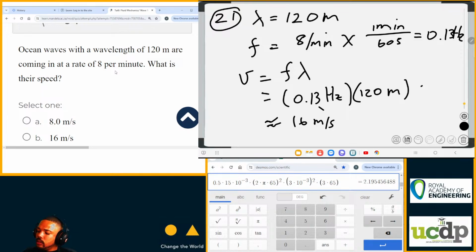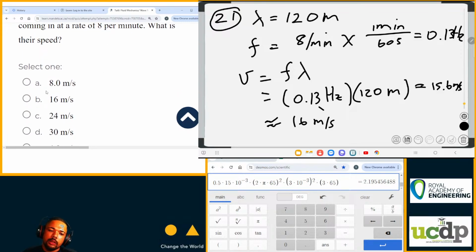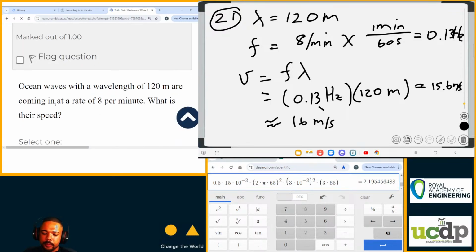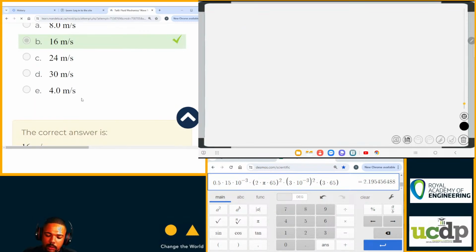The correct answer is 15.6 meters per second. And if you round it off, it is then approximately 16 meters per second. And if we check the answers here, 16 meters per second. These are all very simple enough problems.